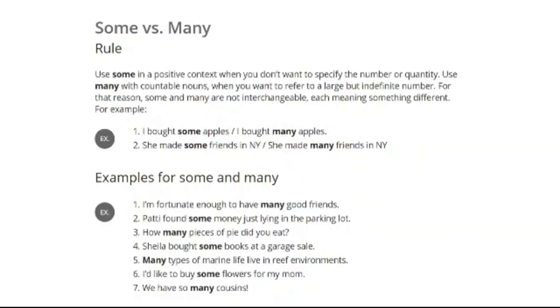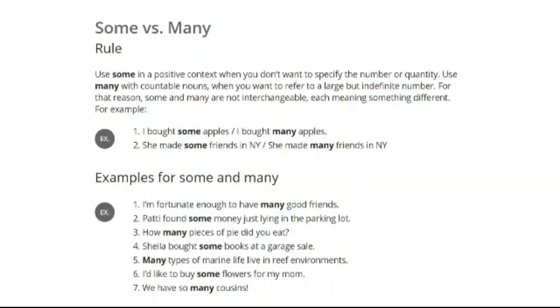Now after that, let's discuss some and many. Use some in a positive context when you don't have to specify the number or quantity. Use many with a countable noun when you have to refer to a large but definite number. For that reason, some and many are not interchangeable, each meaning something different.